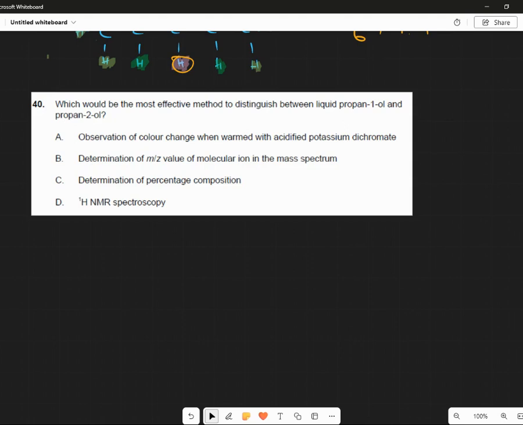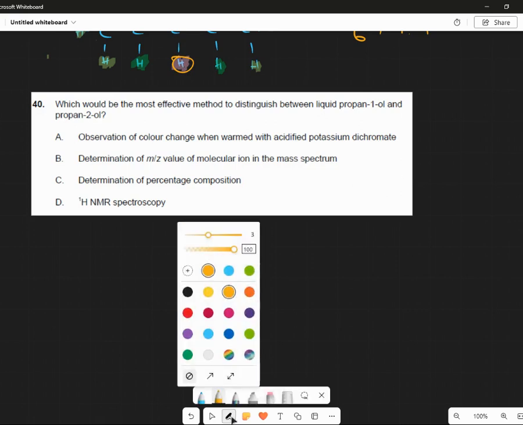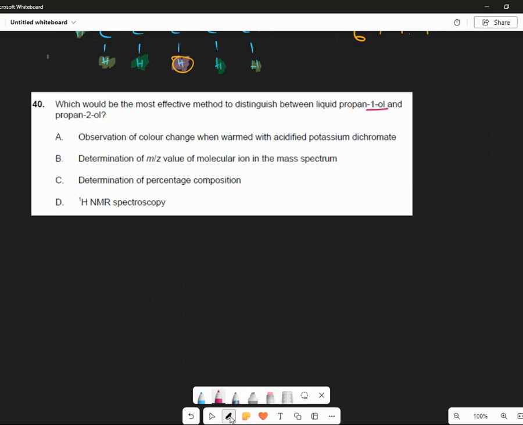Observation of color change when warm, dichromate. No, that's not good. It's not right, I'm afraid. A isn't right there. I'll tell you why. It's because propan-1-ol will oxidize to an aldehyde. Propan-2-ol will oxidize to a ketone. So the color change, believe it or not, will be the same. It will both go from orange to green. So you can't determine primary and secondary. If one was a tertiary, which neither of these is, something like 2-methyl-propan-2-ol, then you would. But primary and secondary are both oxidized, so you get color change. So A, I'm afraid, is wrong.